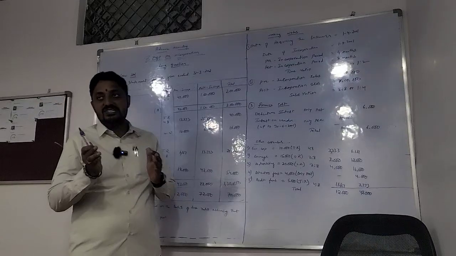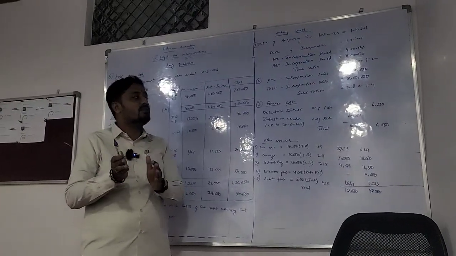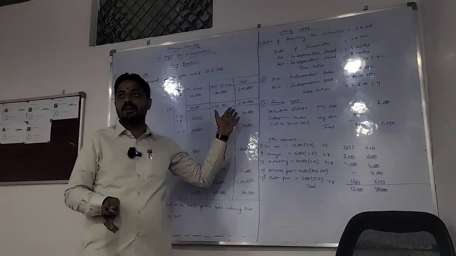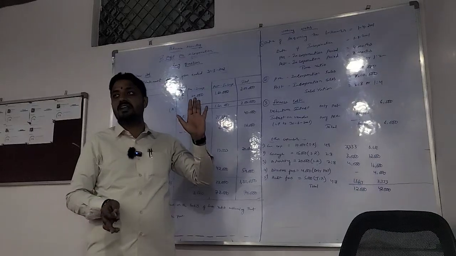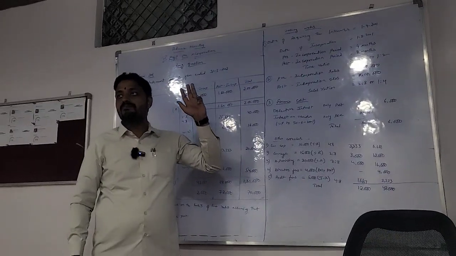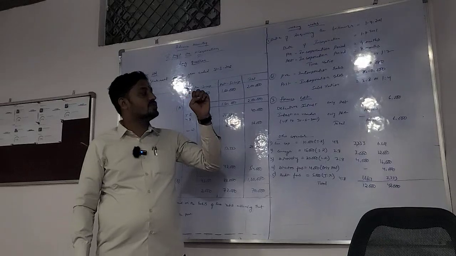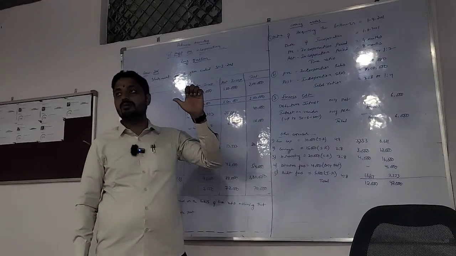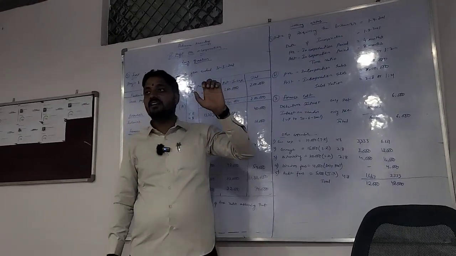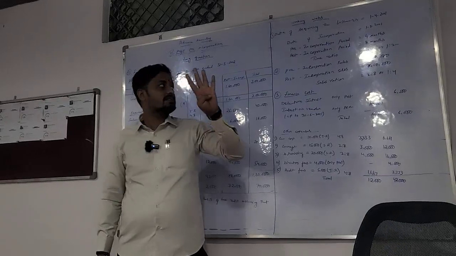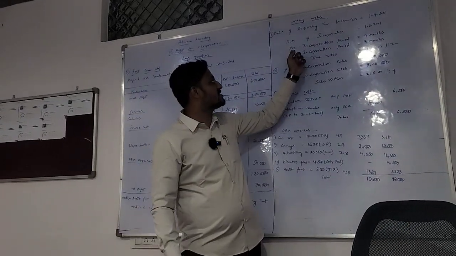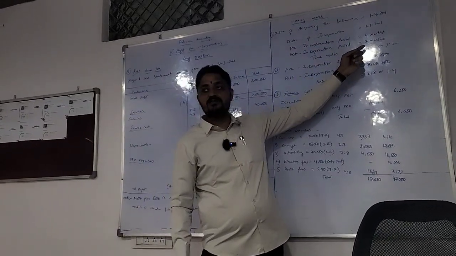So before 1st August, from April to August, how many months are there? April, May, June, July, August. So how many months are there? August we cannot count, because from 1st August they started. So these are 4 months. These 4 months are treated as the pre-incorporation period, which is 4 months.